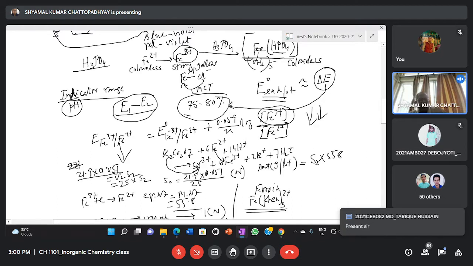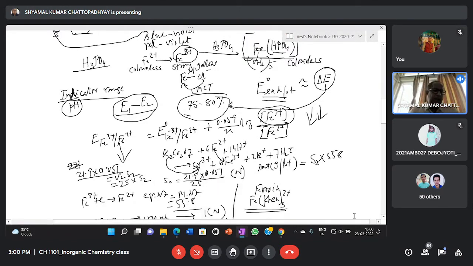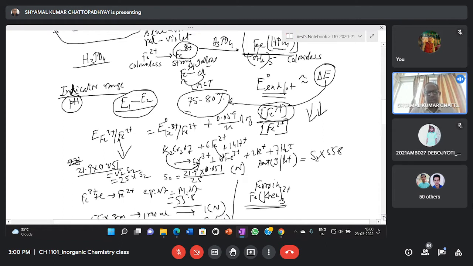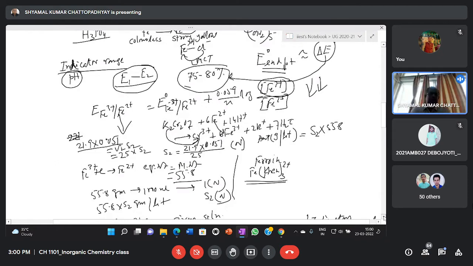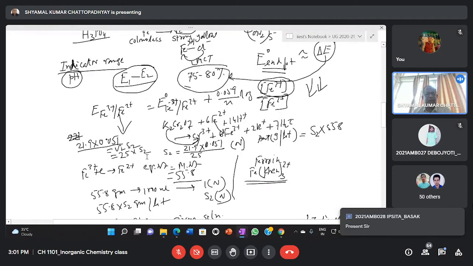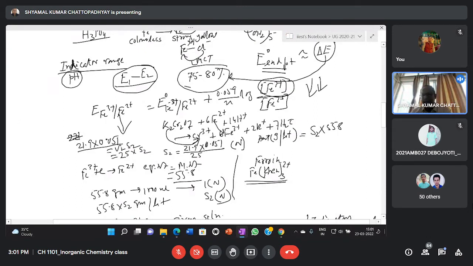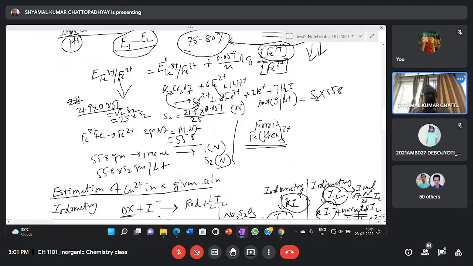So using V1S1 equal to V2S2, since V1 is known, S1 is known, V2 is known, you can easily find out S2, and from that you can calculate the strength of the ferric solution, and then convert the ferric iron concentration into grams per liter by multiplying it with the equivalent weight of ferric iron. Since ferric takes 1 electron to be converted to ferrous, the equivalent weight of iron is the same as the molecular weight, which is 55.8. So whatever strength you get in terms of normality, if you multiply it by 55.8, you will get it in grams per liter. Okay, the strength of the ferric ion in grams per liter can be easily seen.